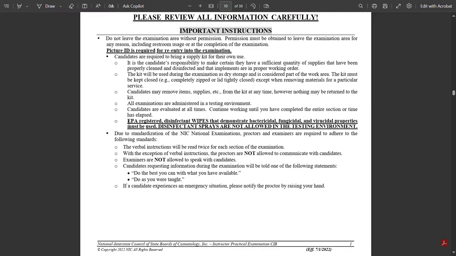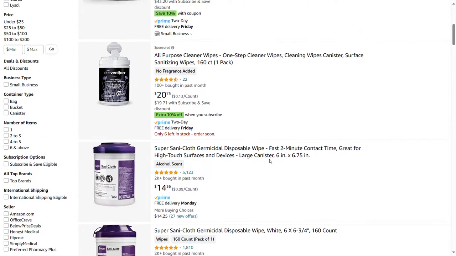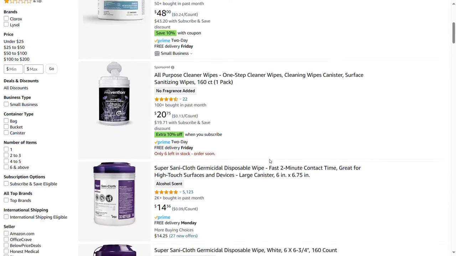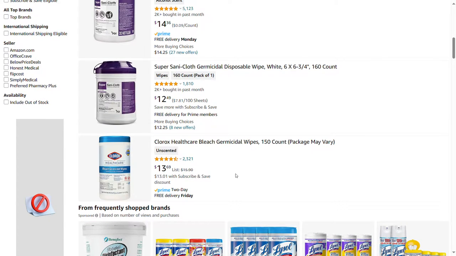So let me show you what that looks like. Here's a couple of examples. I just searched for hospital disinfectant wipes on Amazon. These are great: the Super Sani-Cloth germicidal disposable wipe, or the Clorox Healthcare brand. Make sure it's the Clorox Healthcare and not the regular Clorox wipe, but that works too. Also, your local beauty supply store will probably have Barbicide wipes that you can use. Those are a little more expensive than the options you're seeing here, but that is something you can do as well.